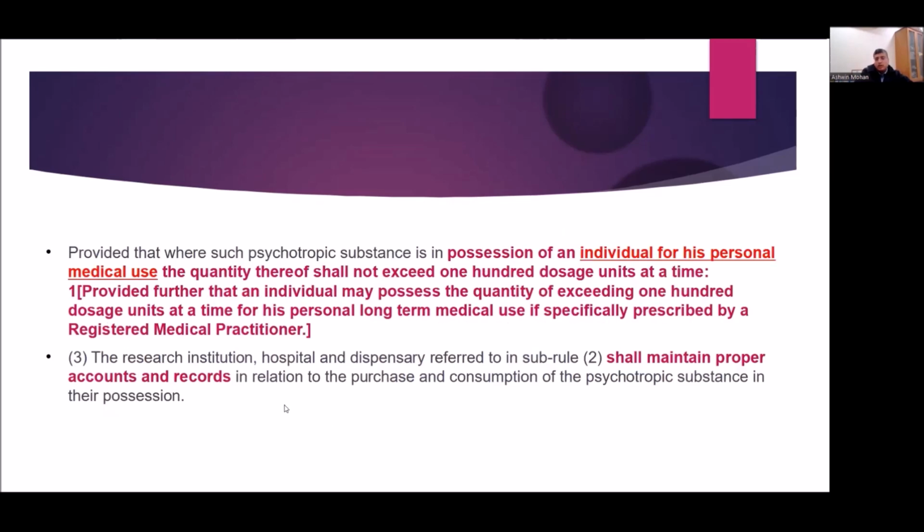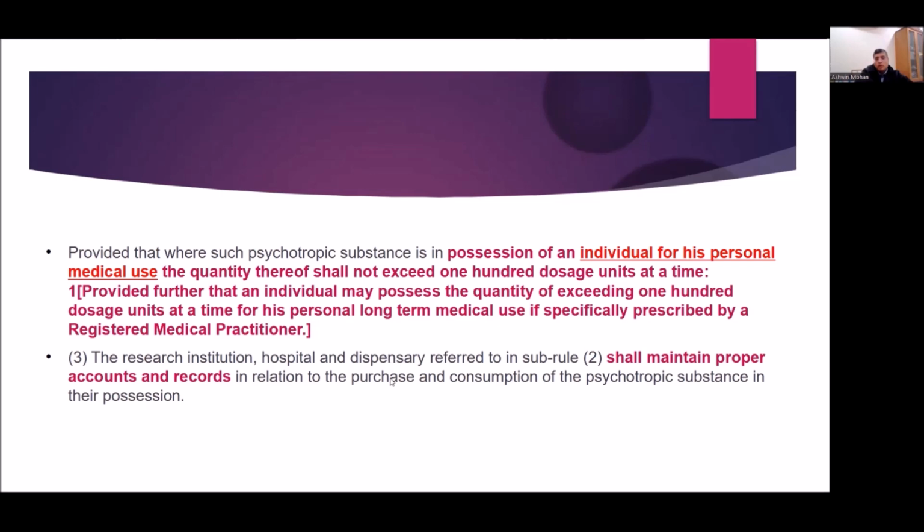The second question which other people ask is, okay, now I'm allowed to possess, how much can I possess? So the quantity which has been described is 100 dosage units at a time, provided that an individual may possess a quantity beyond this for his long-term personal medical use. So it's about 300 dosage units which is allowed.